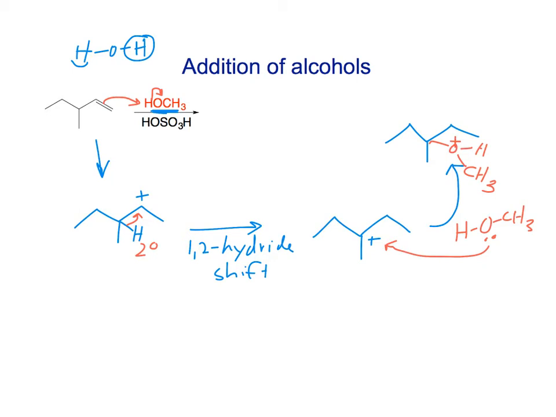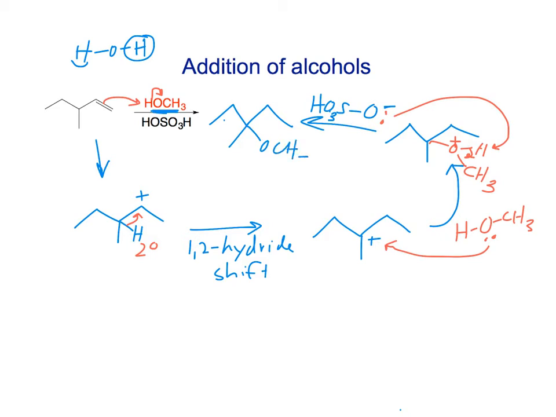To get this intermediate that has the intact alcohol attached. And then we have a final step where we have the conjugate base of sulfuric acid remove that proton. And that is going to give us our product. And notice when we start with an alcohol, our product is an ether.